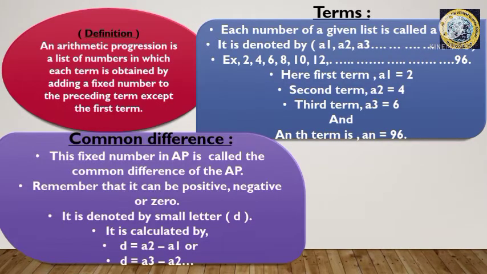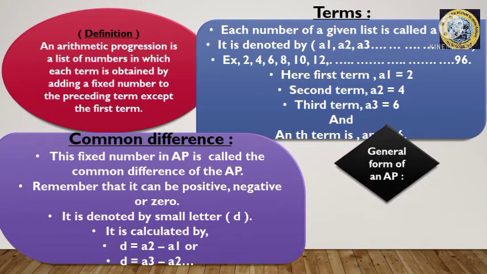Third point, common difference. The fixed number in an AP is called the common difference of the arithmetic progression. Remember that it can be positive, negative or 0. It is denoted by small letter d. It is calculated by d is equal to a2 minus a1 or a3 minus a2, means second term minus first term or third term minus second term.